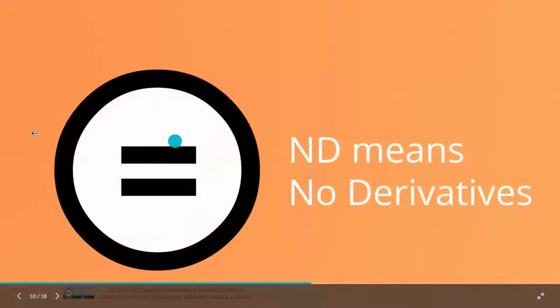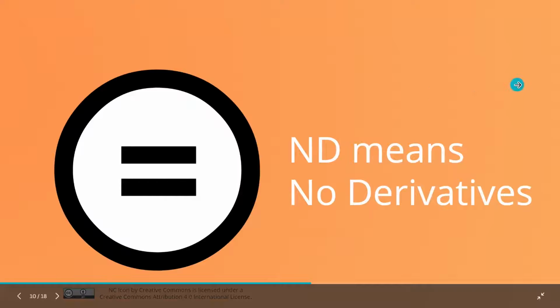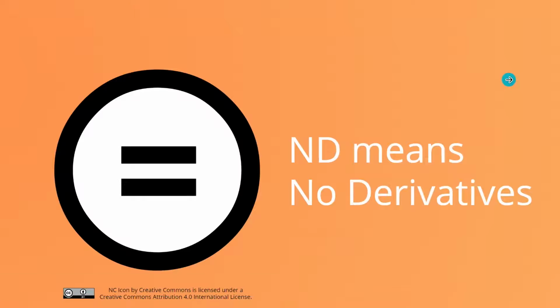And then ND, this little equal sign, means no derivatives. So if you want someone to use your work, but you don't want them to change it, then this is the signifier that you would want on your Creative Commons license. That means that you want people to use it and read it, but you just don't want them to change it in any way.